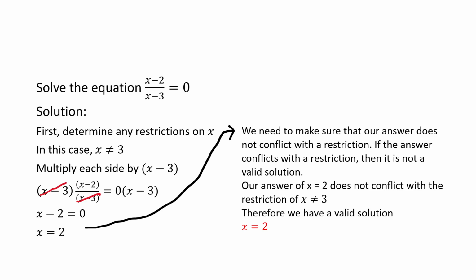So we're going to multiply both sides of the equation by x minus 3, and we end up with the simple statement x minus 2 equals 0. Therefore, x is 2. But we have to compare that with the restriction. We have to make sure any answer we get in a rational equation doesn't conflict with a restriction. Theoretically, if our restriction had been that x cannot equal 2, then our answer of x equals 2 would not be valid. But the only restriction was x can't equal 3, so our answer does not conflict with that, so we have a valid solution.